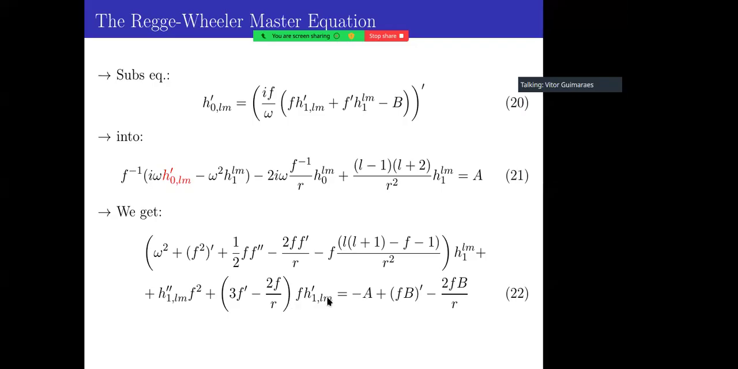I put on the right-hand side all the terms that correspond to source. Here we have the source of beta 0. Here we have a derivative of f times the source for the t equation. Here is the source of the t equation. And here we have a differential equation, a second order differential equation for h1, which is linear.